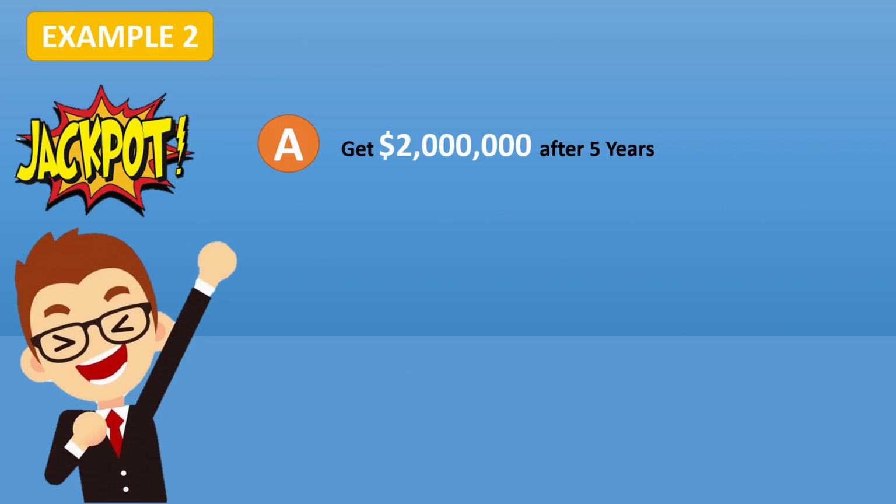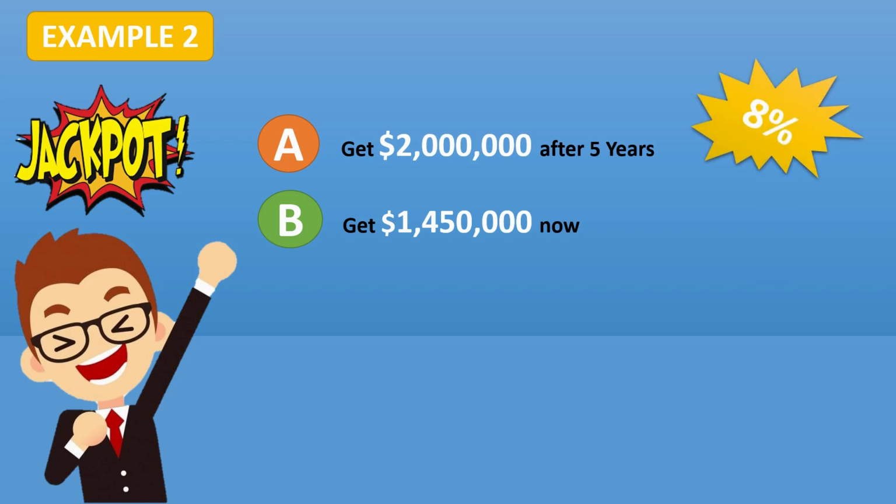Example number 2. Assume that you have won a lottery. The organizer of lottery offers you 2 options. You can receive $2 million 5 years from now, or you can have $1,450,000 today. You can use the present value formula to find out which option is better for you. Assume the required rate of return in market is 8%.